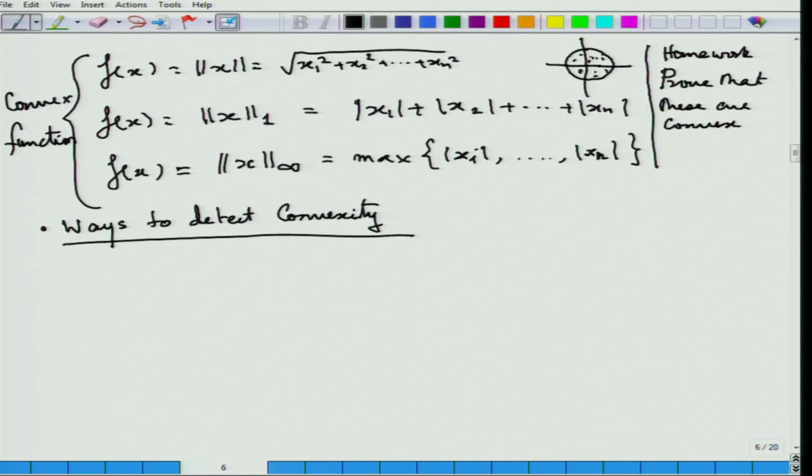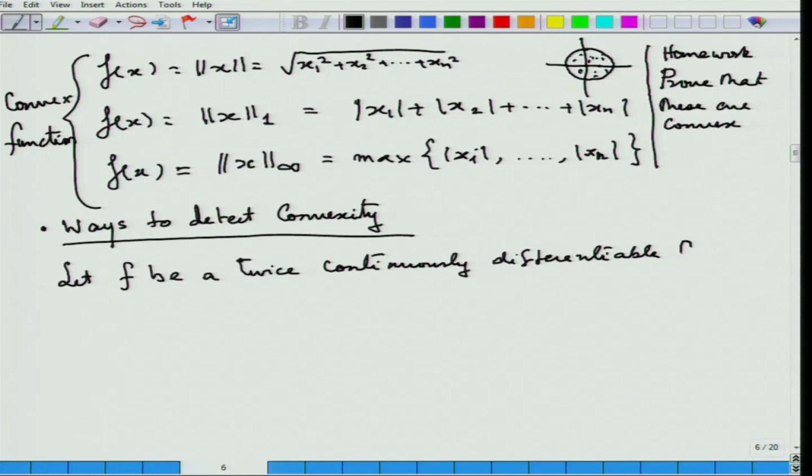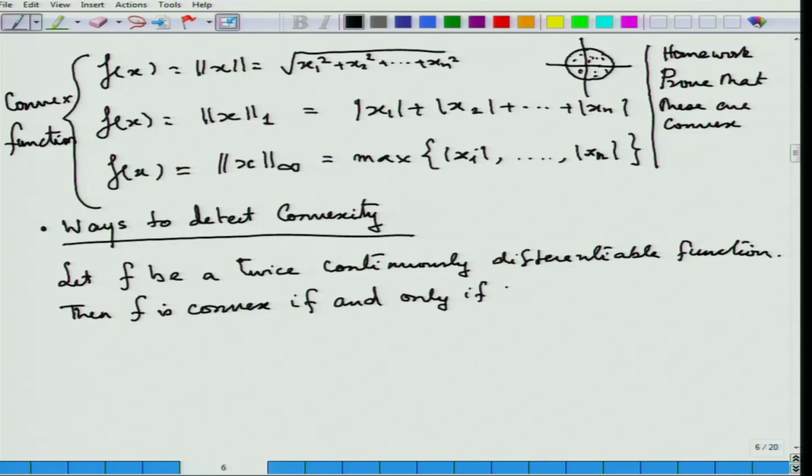A very important way is as follows. Let f be a twice continuously differentiable function. Then f is convex if and only if the Hessian matrix is PSD, or positive semidefinite, at each x. Here I am talking about a finite valued function only, or if you want, over the domain of f.